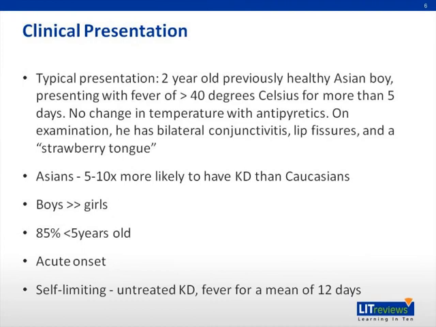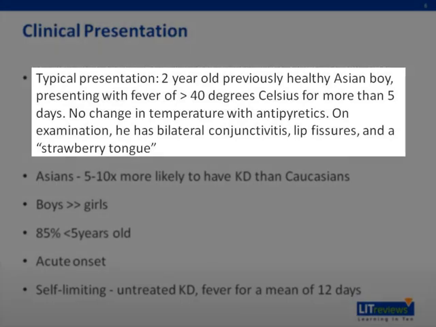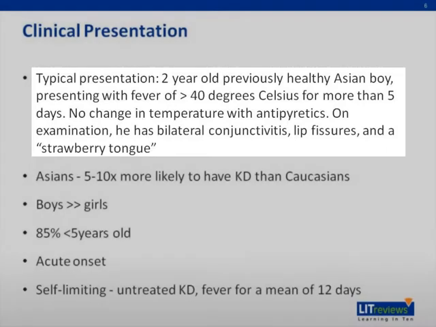There is a very wide variety of symptoms associated with Kawasaki disease. Today, we will only focus on the more common manifestations. The typical patient is a 2-year-old, previously healthy Asian boy who now presents with a high fever for more than 5 days, which has been unresponsive to antipyretics. Physical examination reveals bilateral conjunctivitis, lip fissures, and a strawberry tongue.